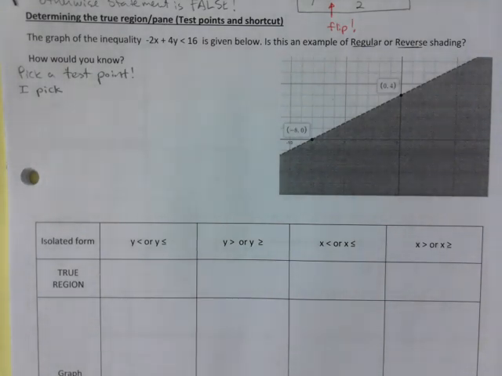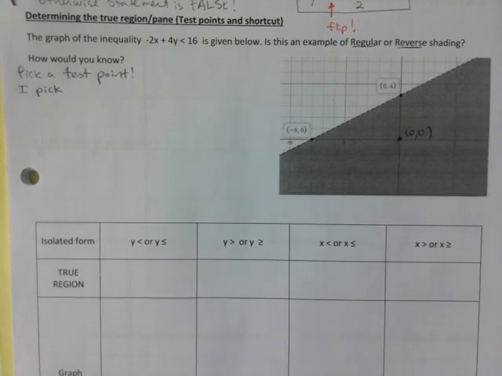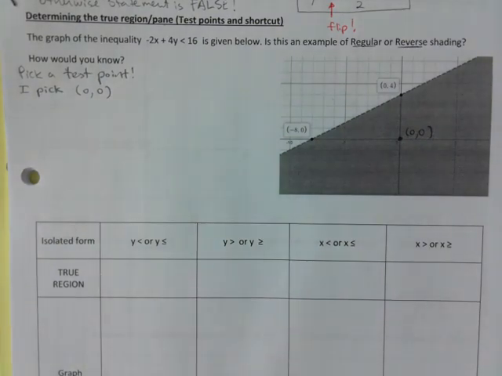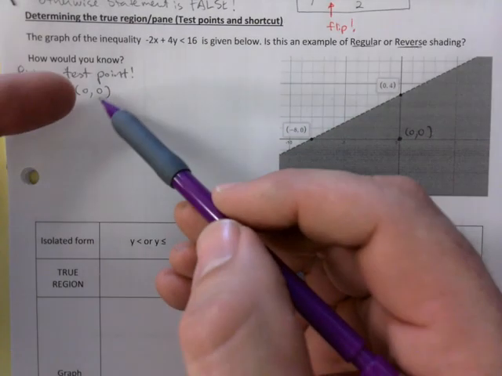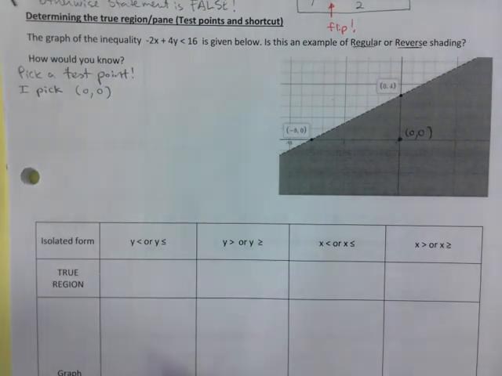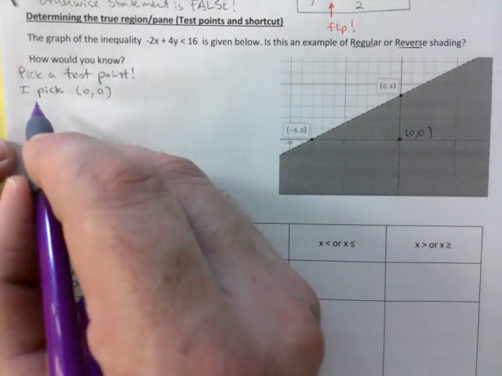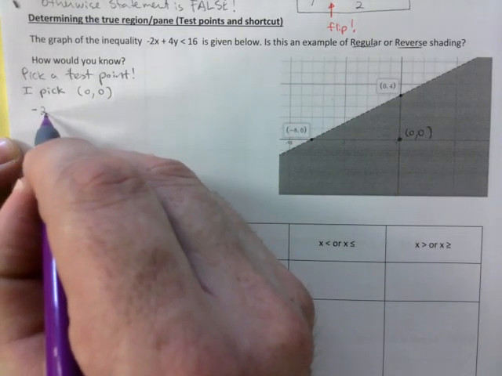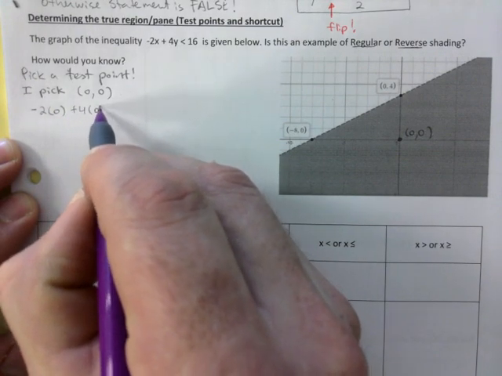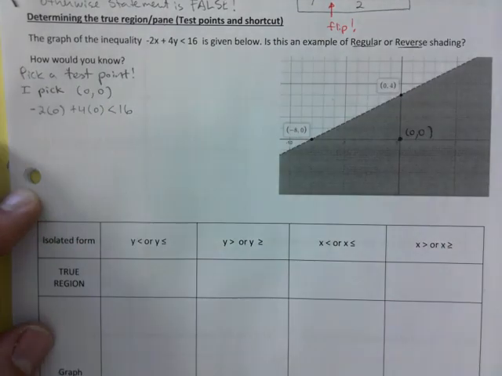0, 0. There we go. Because it's the easiest, right? I'm going to pick this one. 0, 0. Yes, I pick 0, 0. So I'm going to plug this point into this inequality and see what happens. All right. So for anybody in computer programming, true and false is a thing, right? It's basically the same thing here. Minus 2 times 0. Hey, that's going to be 0. I like that. Plus 4 times 0 is less than or equal to 16. So you're just plugging in and checking.